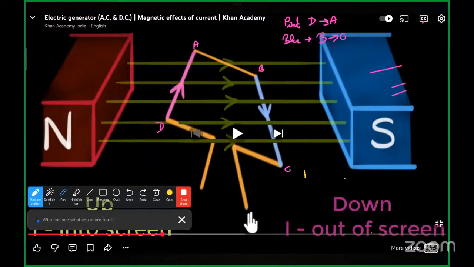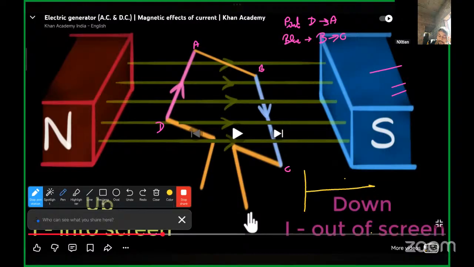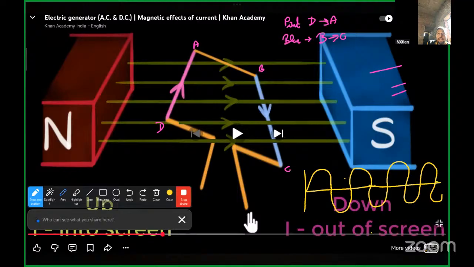Yeah, sir. For example, if I take the AD conductor, first the current was going in this direction from A to D, so D to A. Then after rotating, it becomes D to A, so it becomes negative to positive. Then again D to A, then A to D, D to A, then A to D. Like this, we are getting the graph. Hence it is an AC current.